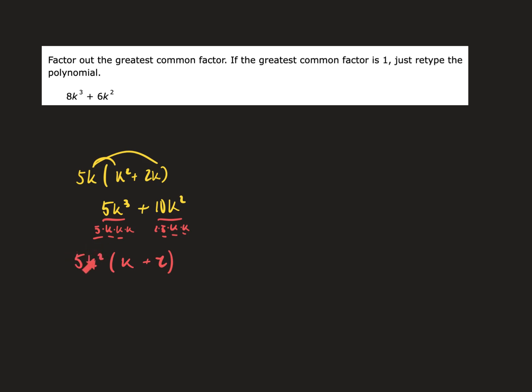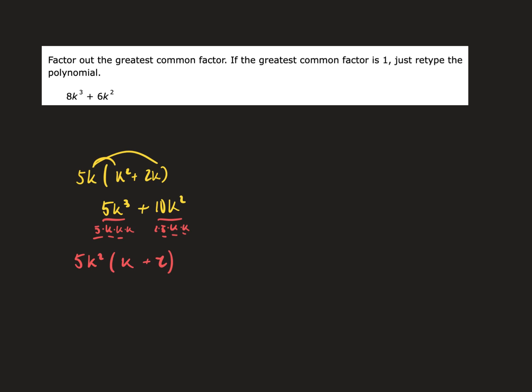And then what's left? 5k squared times what is 5k cubed? Well, I need one more k, so there's the k. And 5k squared times what is positive 10k squared, so we need a 2 there, 5 times 2 to get us that. So if I distributed this, I'm going to get right back to where I started. So that's basically what we're doing here.